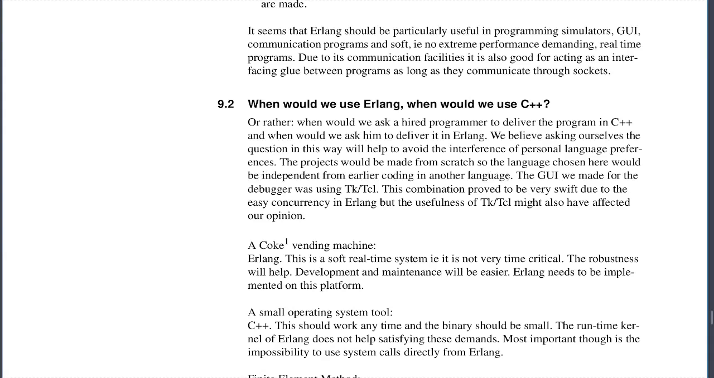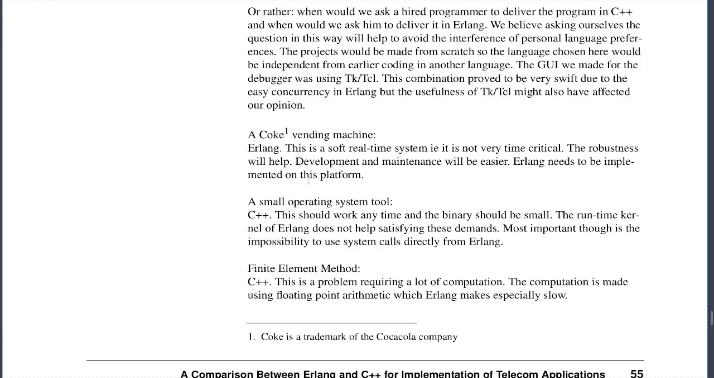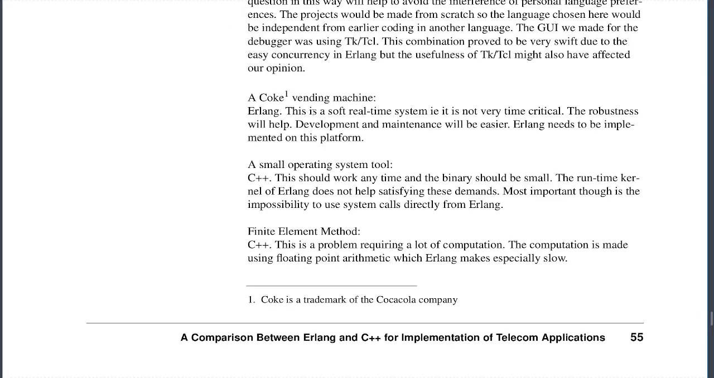The project would be made from scratch, so the language chosen here would be independent from earlier coding in another language. The graphical interface we made for the debugger was using GTK-TCL. This combination proved to be very swift due to the easy concurrency in Erlang, but the usefulness of GTK-TCL might also have affected our opinion. A Coke vending machine: Erlang, this is a soft real-time system. It is not very time critical. The robustness will help. Development and maintenance will be easier. Erlang needs to be implemented on this platform.